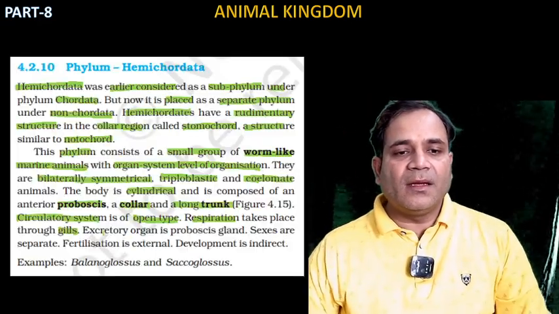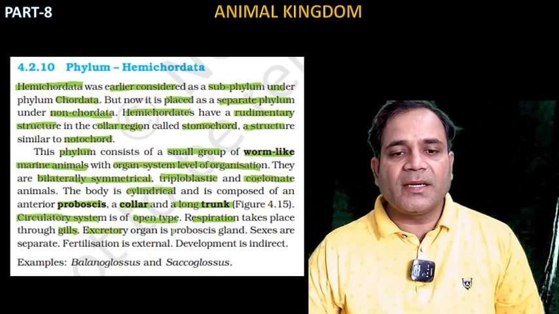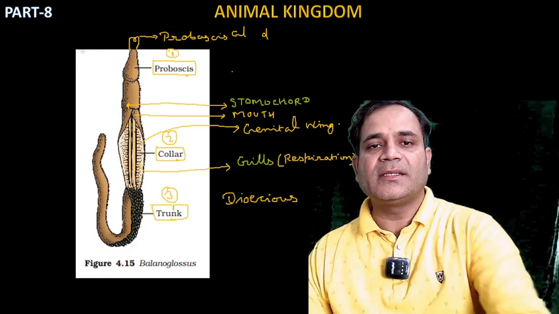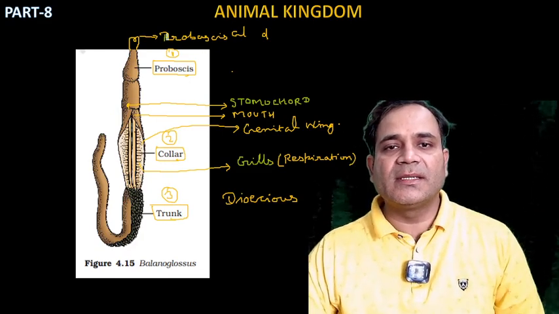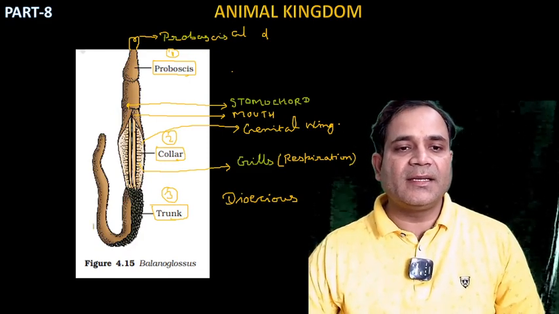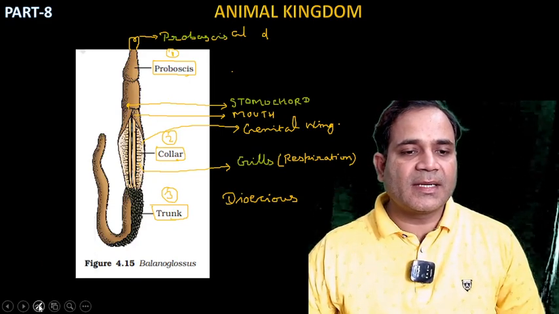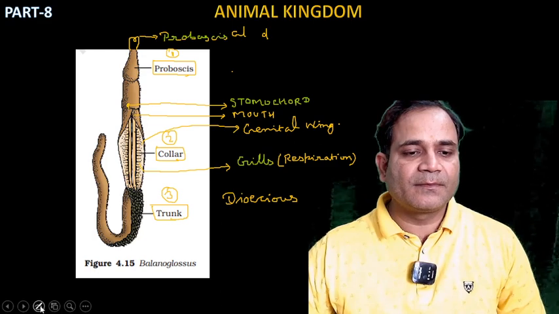Now, what is the excretory organ? It is the proboscis gland. See here in this diagram, dear. See here in this one diagram, proboscis gland. Wait a moment. This one is the proboscis gland. Gland is not written.